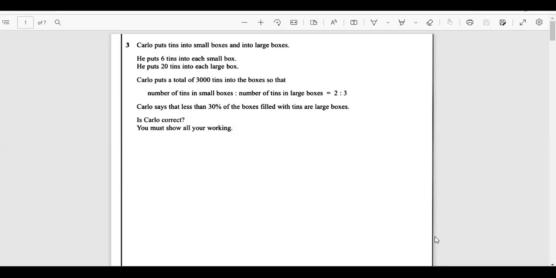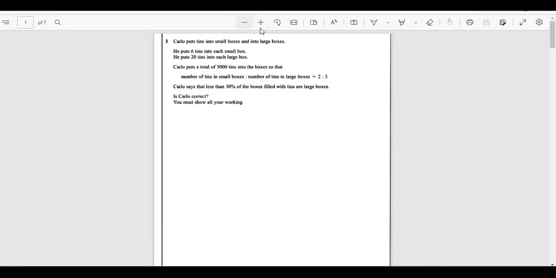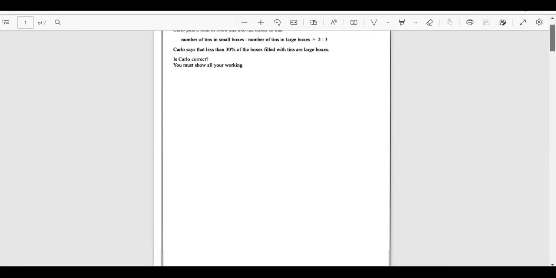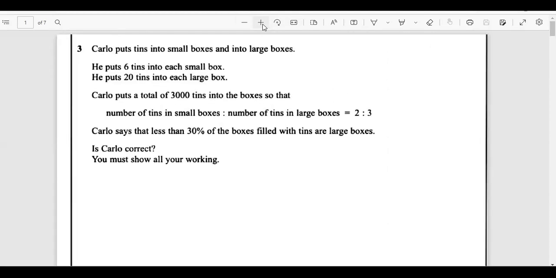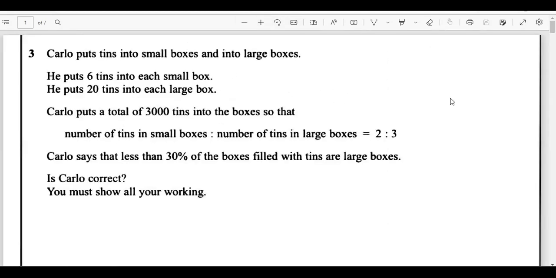So this is the third question. Let me zoom out a bit just so you can see it. It was a 5-mark question. All right, let's read it together and then let's see if we can do it or not.